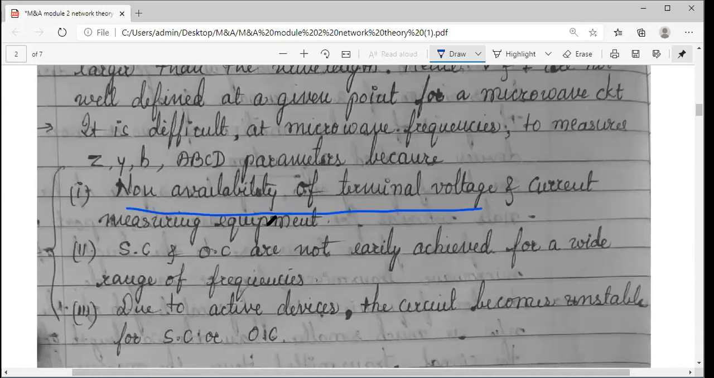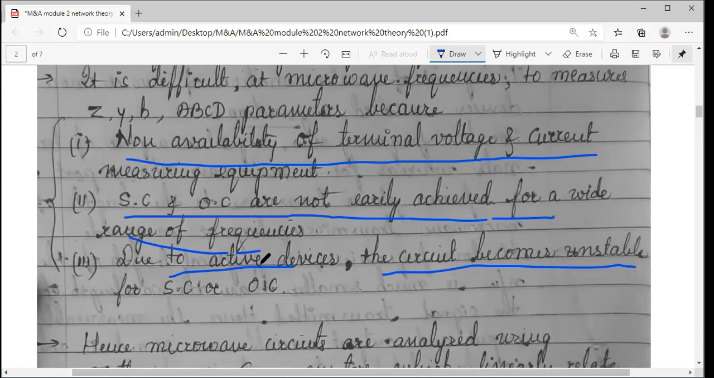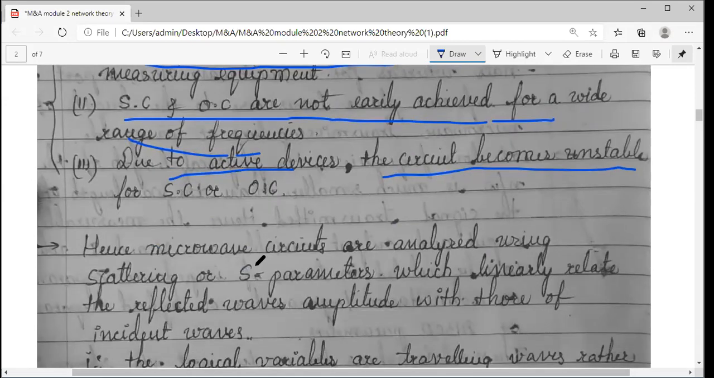Non-availability of measurement equipment to measure the voltage and current, and a short circuit and open circuit cannot be achieved very easily for such kinds of frequencies. And the circuit is unstable due to the presence of active devices. The circuit becomes unstable for short circuit and open circuit. So because of this, we cannot use the same parameters which we have used for low frequencies. Hence, we have to go for a new parameter set that we call S parameters or symmetric. S stands for symmetric. Okay.